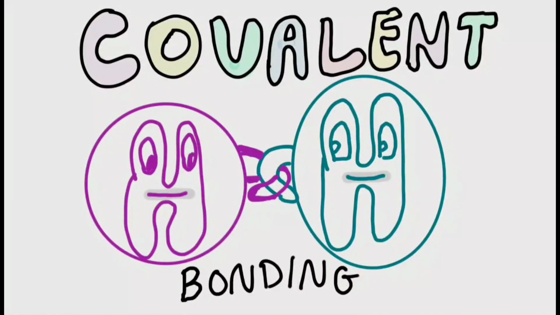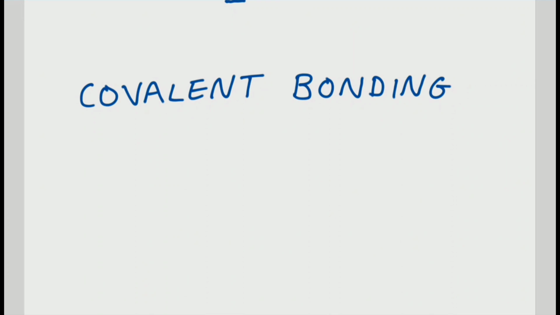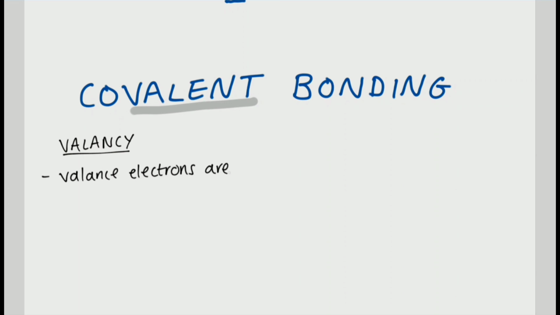Hi, this video is on covalent bonding. In this video, you'll learn how atoms bond together covalently. Covalent bonding has the word valent in it, or valency. And valency in chemistry, or valence electrons, are the electrons of the outer energy level or shell that could be involved in bonding or are available for bonding.